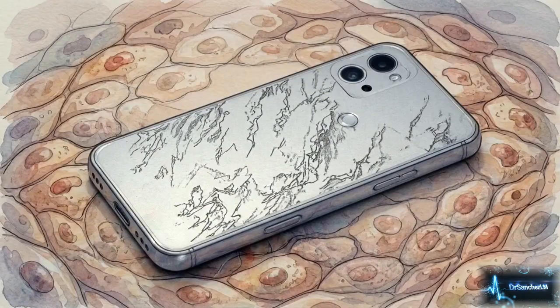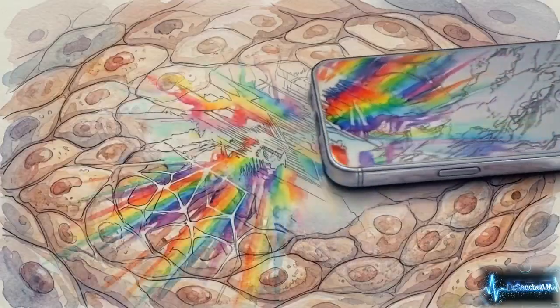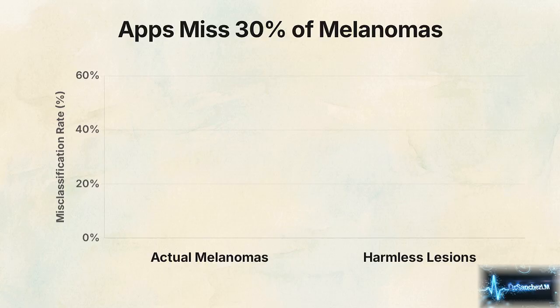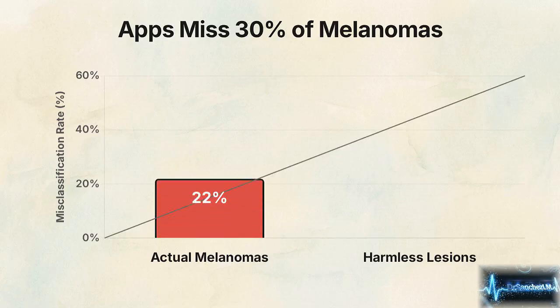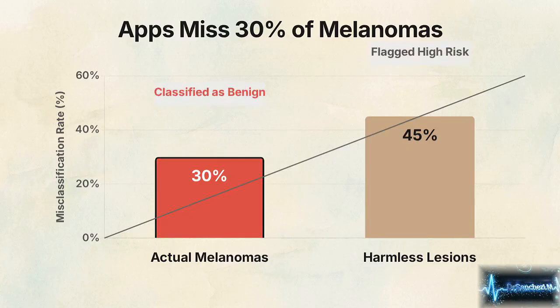Millions of people are downloading artificial intelligence apps to their smartphones to scan their moles for skin cancer. But systematic reviews of these applications, including a major meta-analysis published in the British Medical Journal, show their performance is highly inconsistent. The clinical data reveals that some of the most popular apps incorrectly classify 30% or more of actual melanomas as completely benign, while simultaneously flagging harmless lesions as high risk.